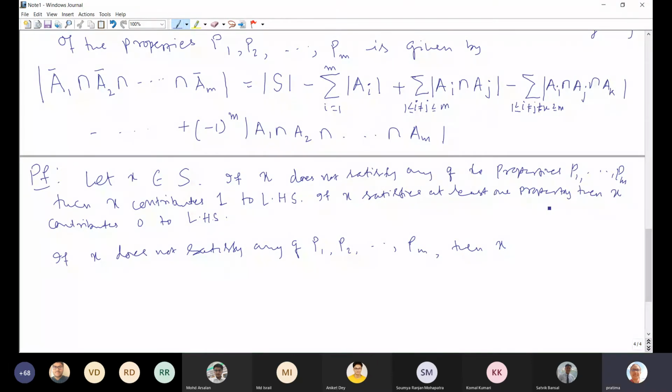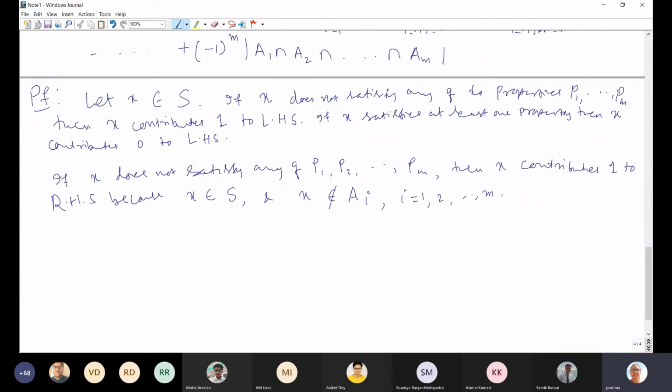Okay, it is clear to you. Then X contributes 1 to the RHS. Why? Because X is in the set S, that is why it contributes 1 to the first term, and X is not in Ai for all i from 1 to m. Therefore X contributes 1 to the right hand side. Is it clear to you?